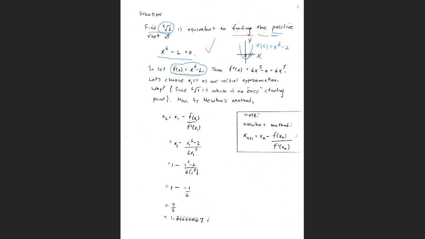So we have to choose an initial approximation. And I'm going to choose x1 equals 1. Why? Well, first of all, the 6th root of 1 equals 1, which is an easy starting point. It's sort of a natural starting point.